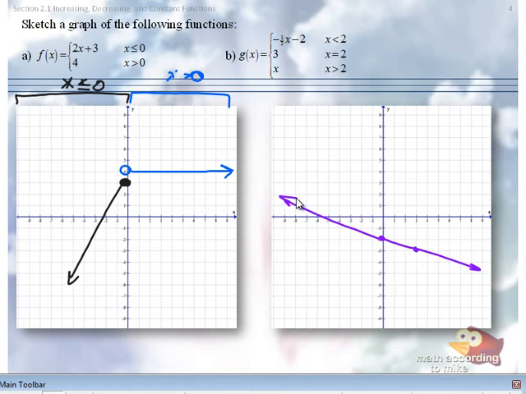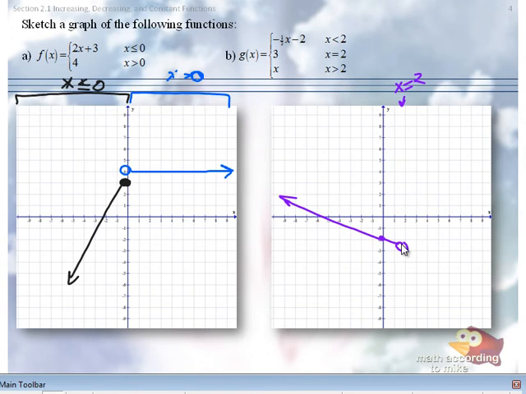We only want the x values less than 2, which is right here. Here's x equals 2. Good enough. So we're going to erase everything that's to the right of x equals 2. And what happens at x equals 2? We put a what? Open circle.